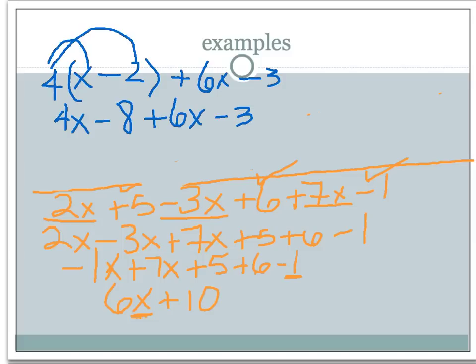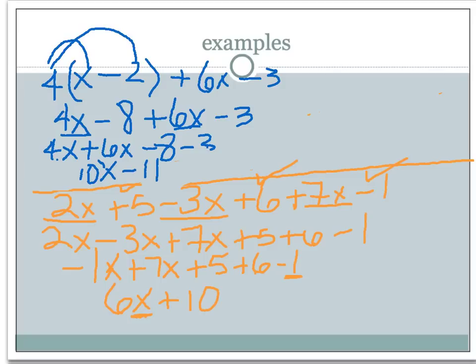Now let's rewrite it so our like terms are together. I have 4x plus 6x minus 8 minus 3. Well, 4x and 6x gives me 10x. I just add my coefficients, and the variable comes along for the ride. Now I'm at negative 8, and I take 3 more away, so that gives me minus 11. My answer is 10x minus 11.